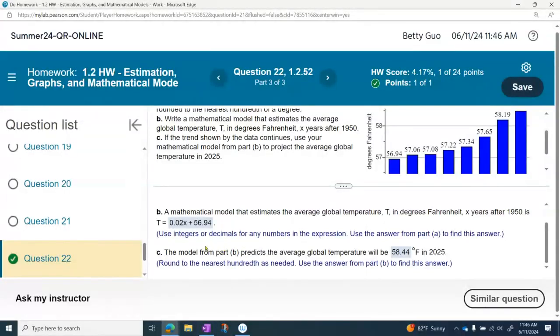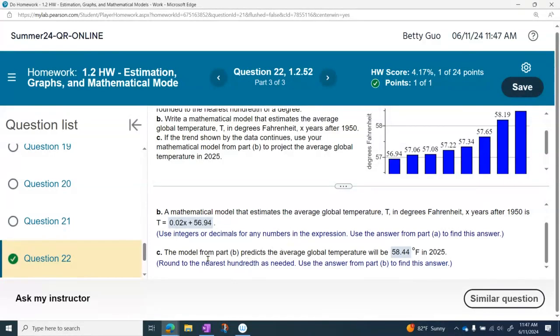Use integers or decimals for any numbers in the expression. Use the answer from part A to find this answer. I don't see the difference. I would appreciate it if you can take a screenshot of your problem and email it to me. I want to know what happened on your end. When I access the question, it should be the same as when you access it. The system doesn't treat me differently. And obviously, I entered the 0.02x first. All right.